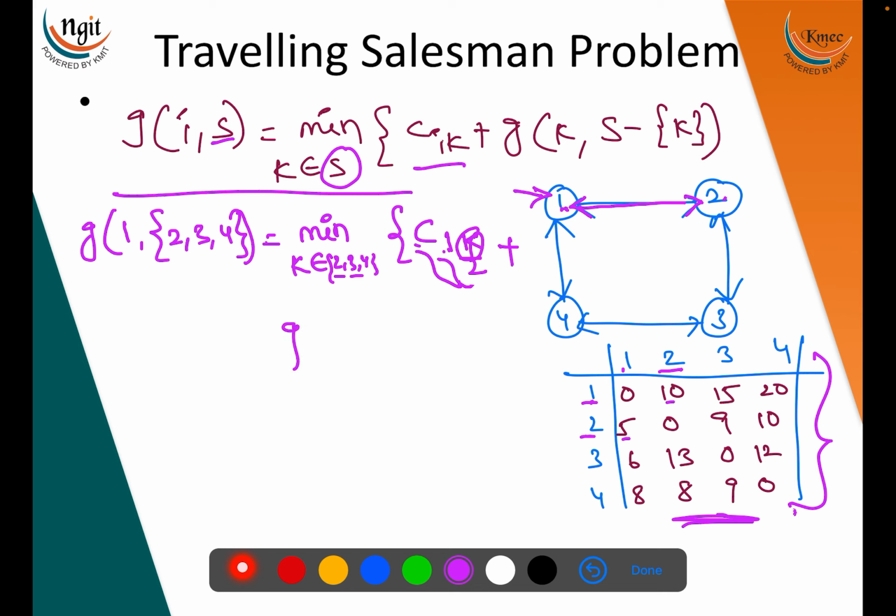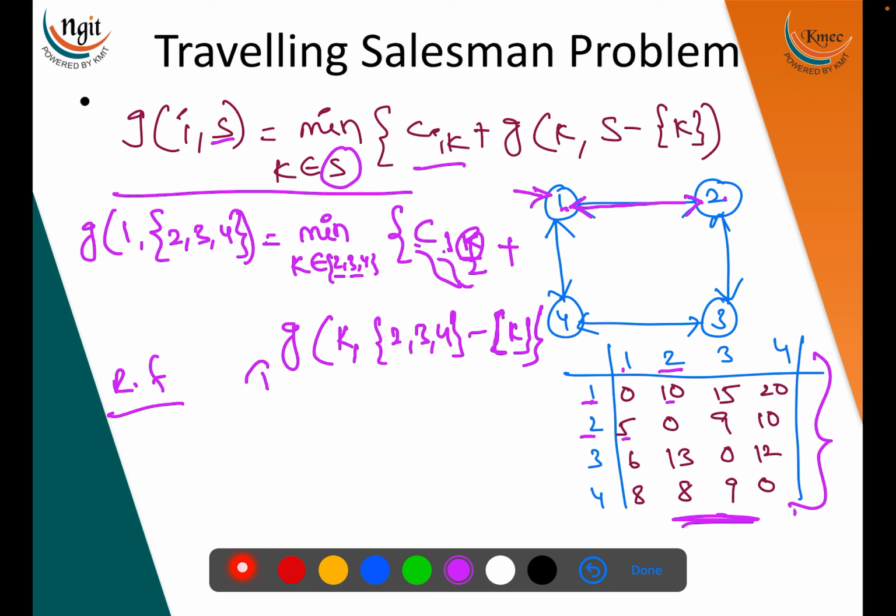Now G of K comma S means 2, 3, 4 minus K. So this is the formula to calculate the cost of the tour, the cost in each stage. Now if you observe this, it is a recursive formula. Let us generate a recursive tree to understand this cost.